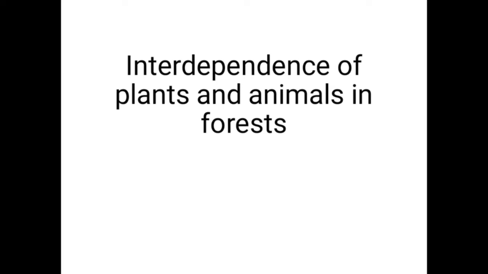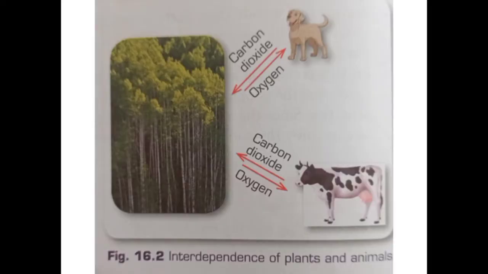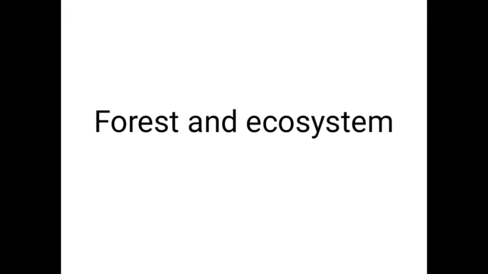Dependence of animals on plants. Food. All animals, directly or indirectly, depend on plants for their food. For example, herbivores eat plants, and carnivores and omnivores feed on herbivores. Oxygen. The plants take in carbon dioxide for photosynthesis and give out oxygen in the atmosphere. Shelter. Some animals, such as monkeys and birds, depend on plants for shelter.